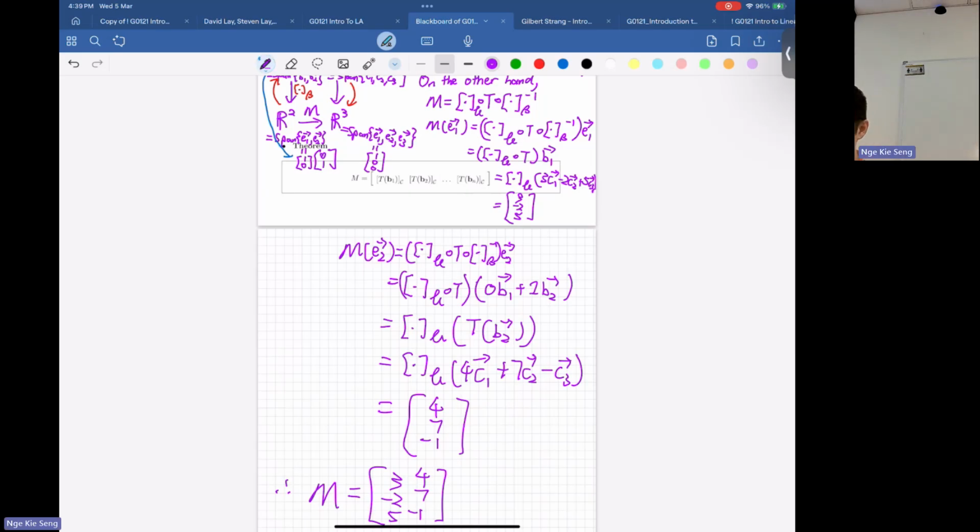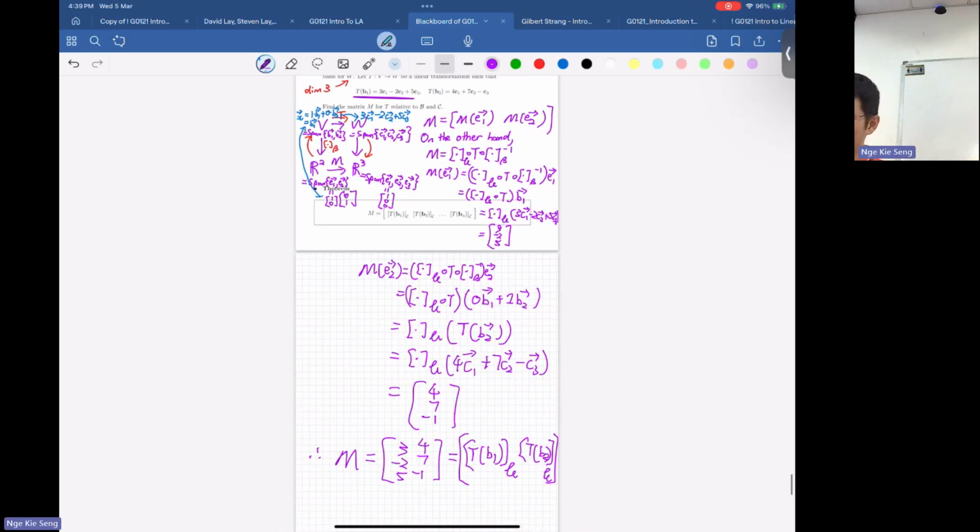And actually, there's an easier way to read this solution. It is just equal to T of B1 with respect to C, and then T of B2 with respect to C. Okay, yeah. So in real calculation, you just apply this formula. No need to do this long thing.